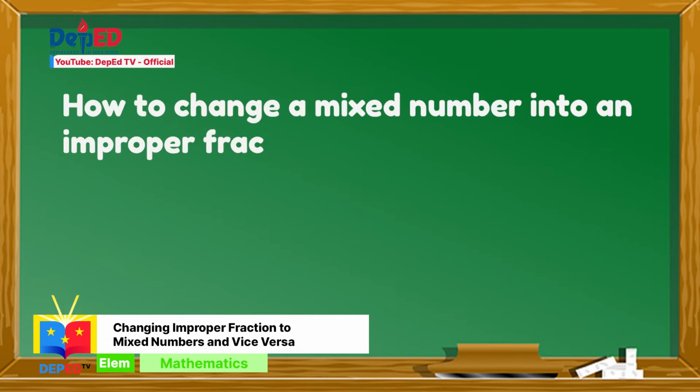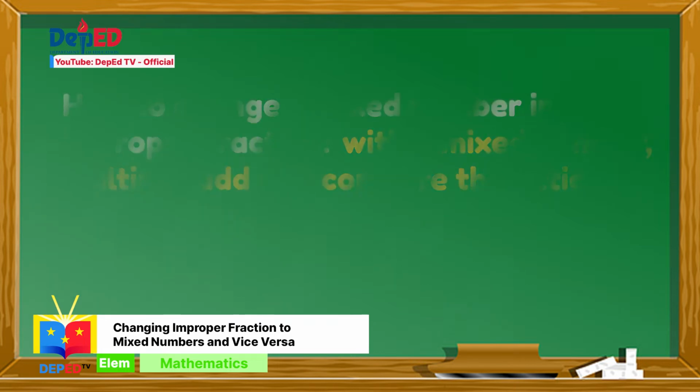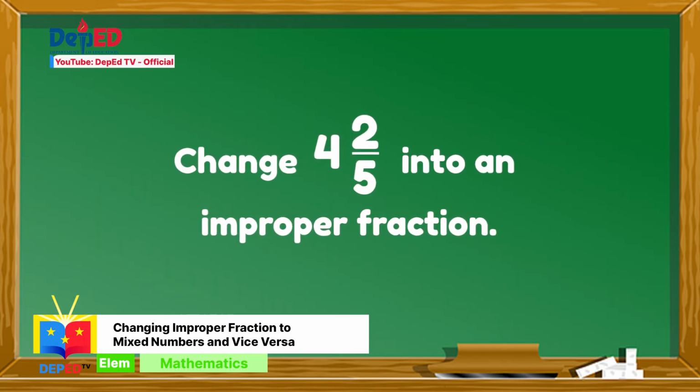Now, here are the magic steps on how to change a mixed number into an improper fraction. With the mixed number, multiply, add, and copy are the actions. Change 4 and 2 over 5 into an improper fraction.